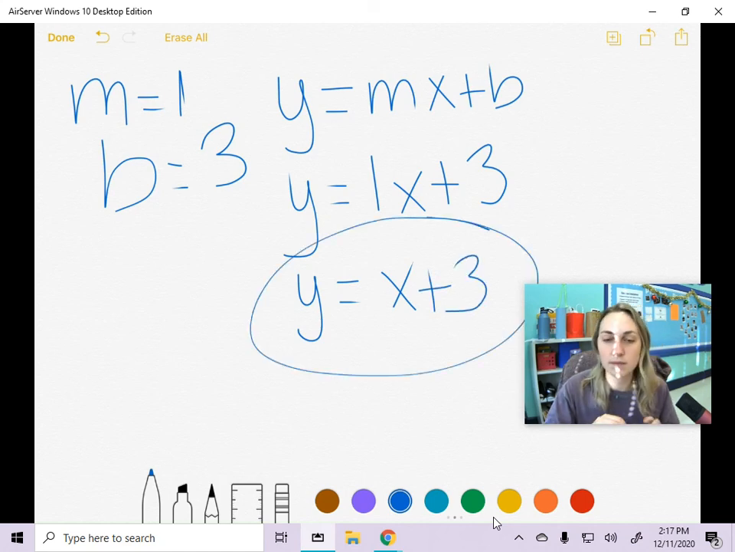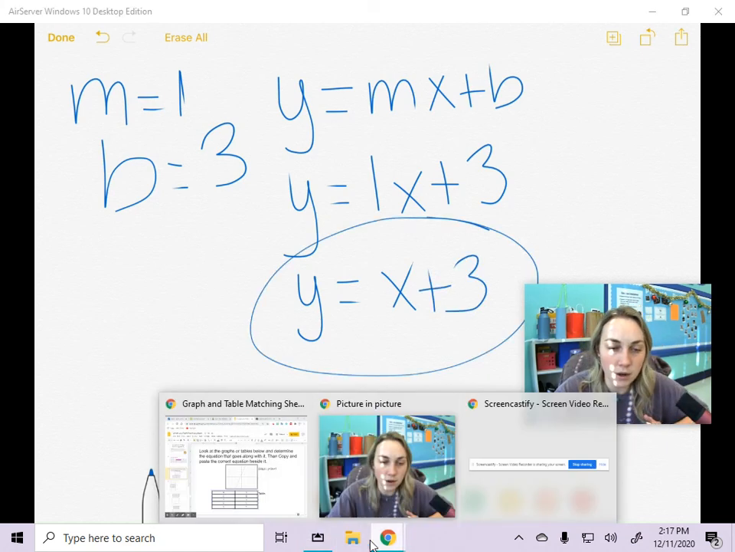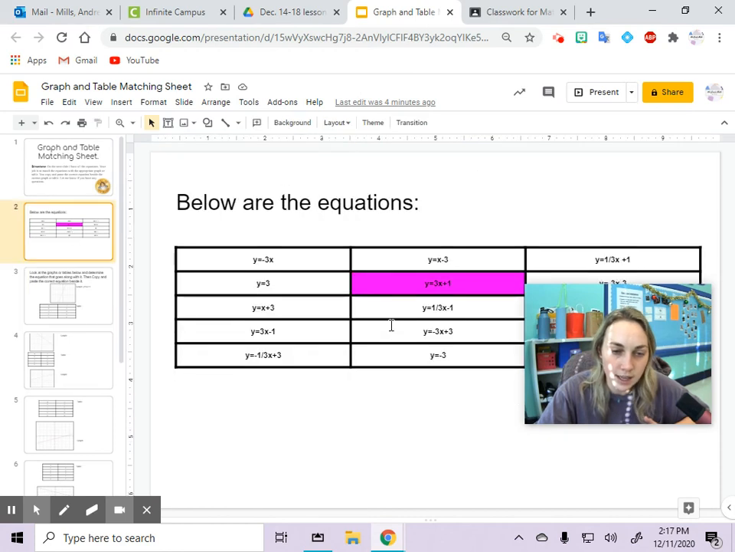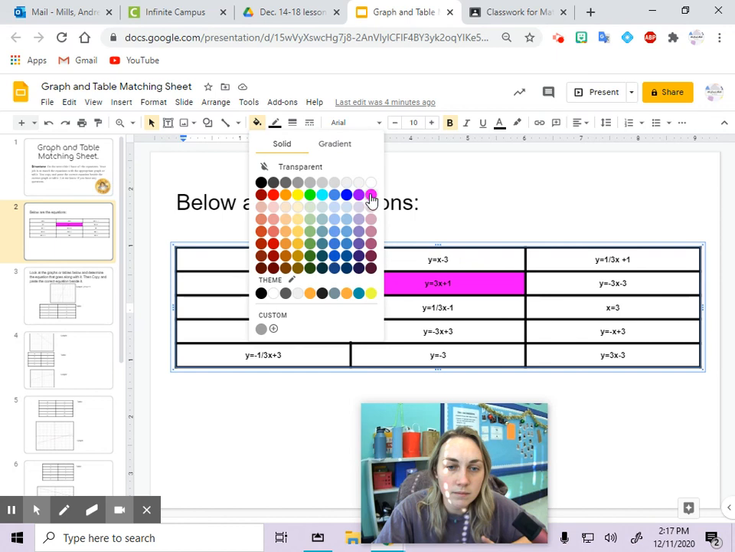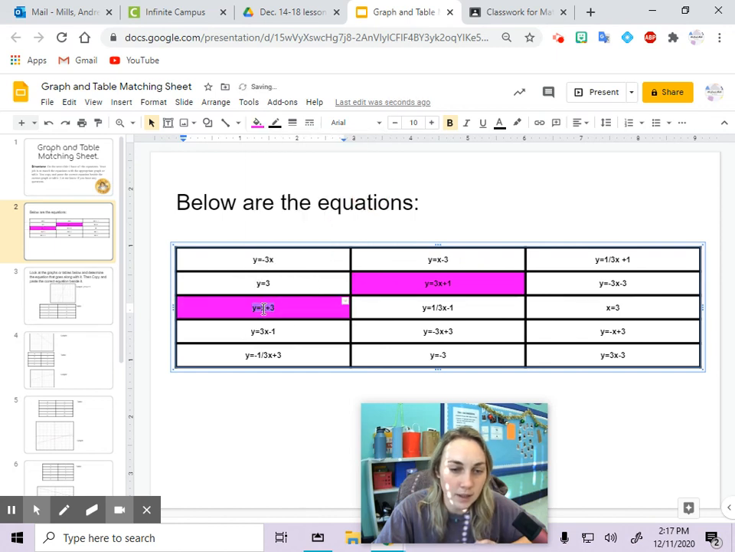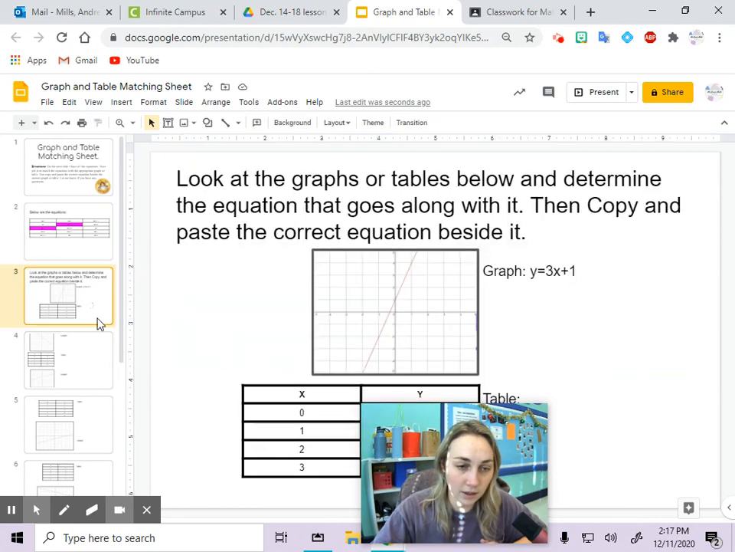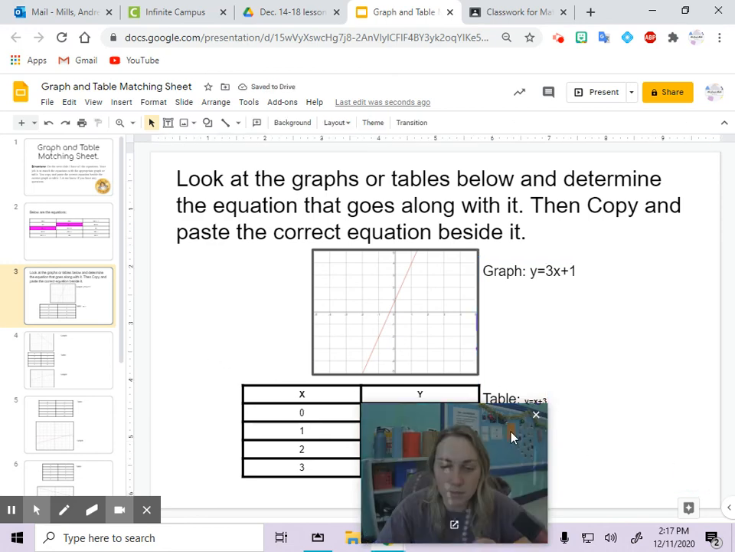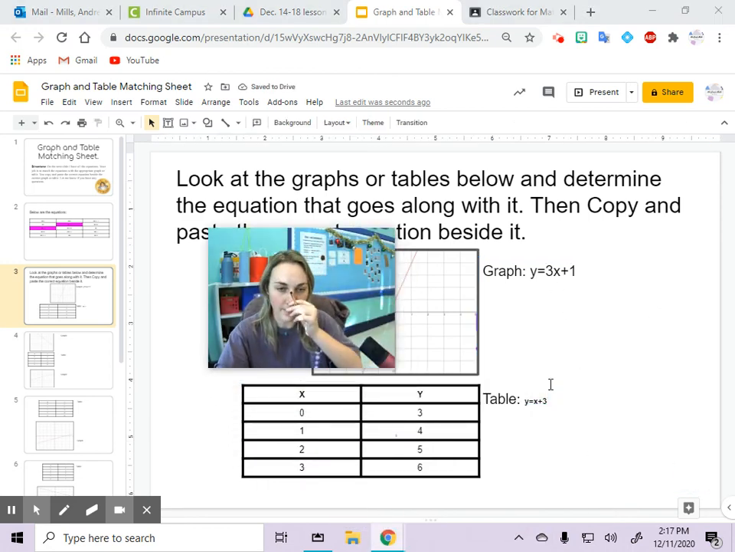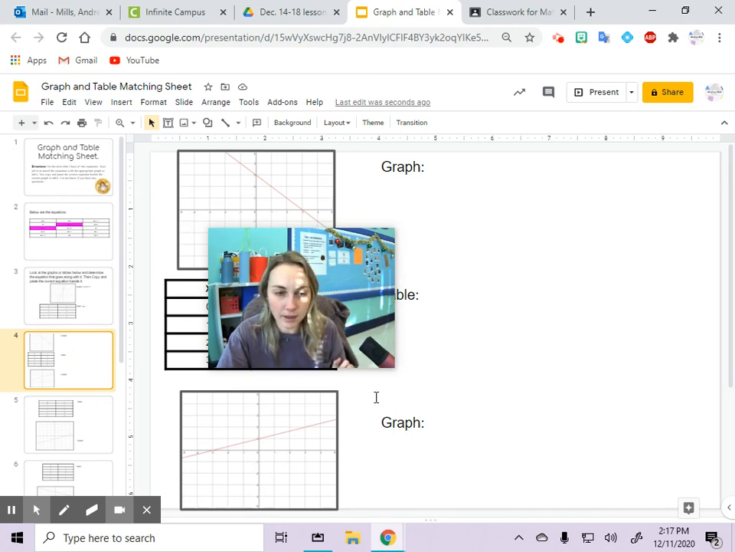So that's our equation. Okay, so now we got to go back to our graph and find where is x plus 3. Well, x plus 3 is right here. So I can color that in. I can copy that equation, and I can put it here. And there you go. So now we have the equation for the graph in this table. Now we can keep going.